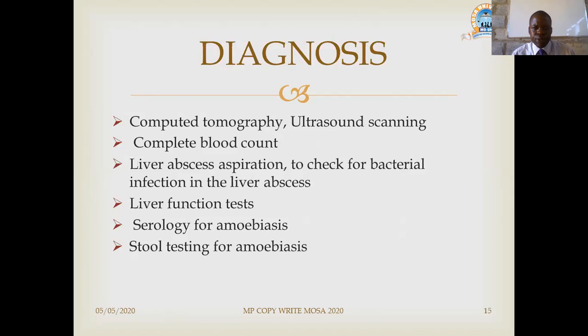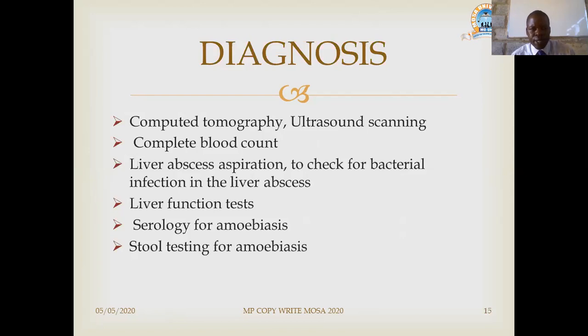Liver abscess aspiration to check for bacterial infection in the liver abscess. So we can also do what we call liver abscess aspiration. First of all, you need to look at the ultrasound scan or the X-ray. Then you get your green needle with a syringe, and anatomically, with your physiology, you need to focus where the pus has been isolated, and you try to aspirate. Then you send the pus to the laboratory for studies.